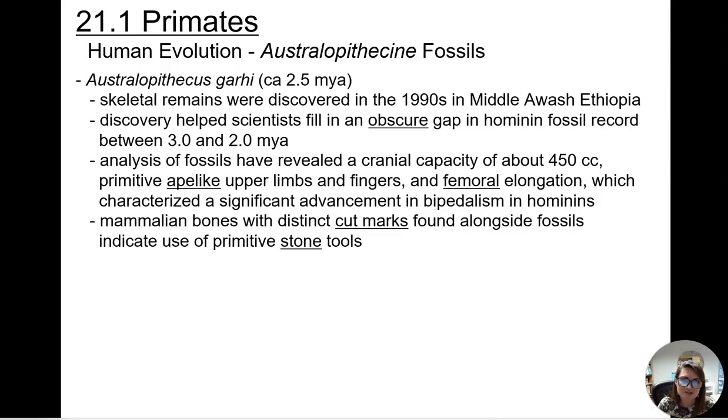The analysis of fossils is going to reveal a cranial capacity of about 450 cubic centimeters, primitive ape-like upper limbs and fingers, and femoral elongation, which is going to be characterized by significant advancement in bipedalism in hominins. Mammalian bones with distinct cut marks are going to be found alongside fossils that indicate primitive stone tools that they're going to use.